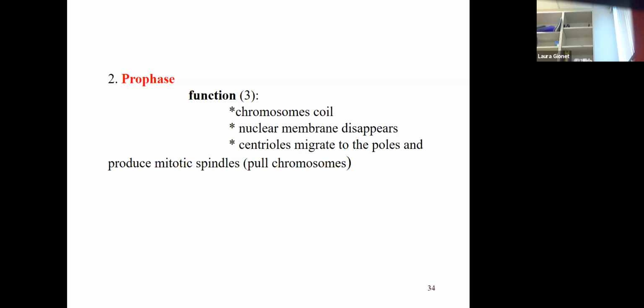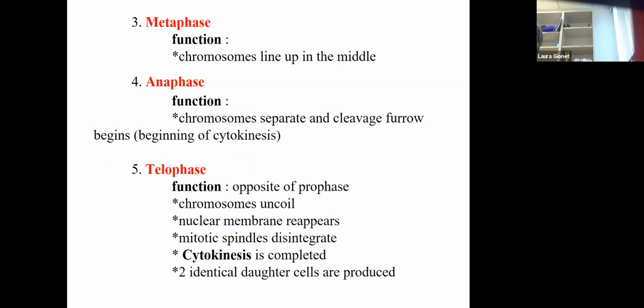So these 3 events are associated with prophase. Chromosomes coil and condense because they're easier to move around that way. The nuclear membrane disappears because the centrioles' mitotic spindles can't grab the chromosomes if they're membrane bound. And the centrioles migrate to the poles and start building these mitotic spindles.